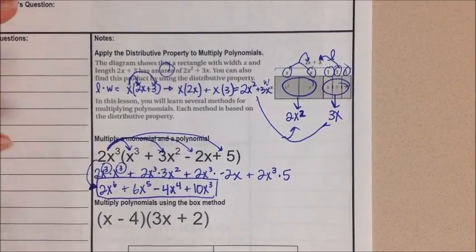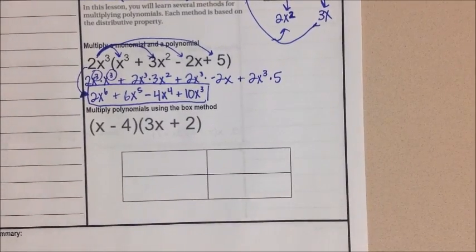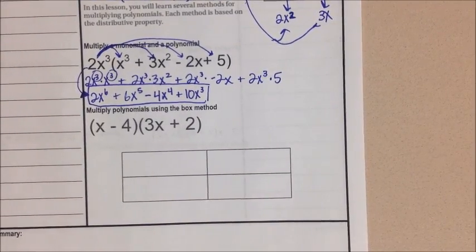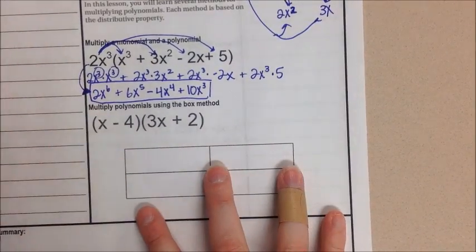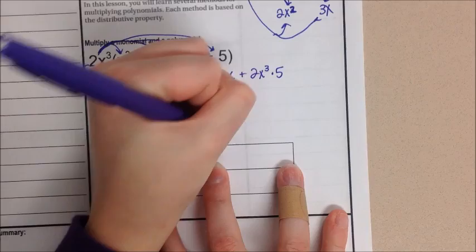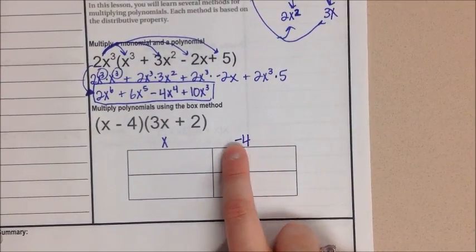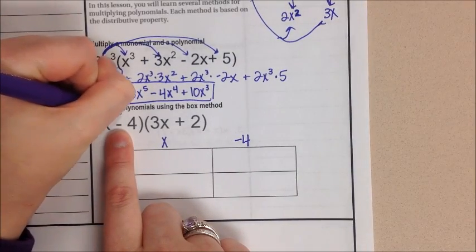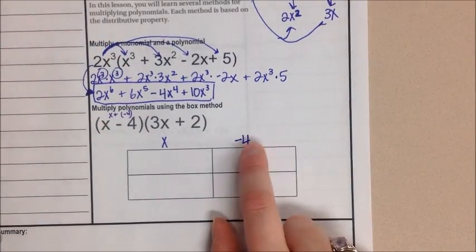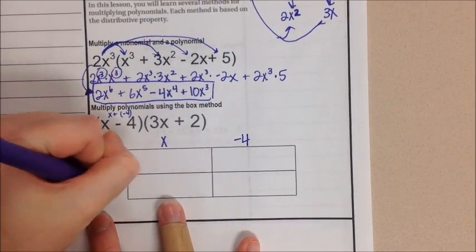Okay. The next method is the box method. Now, I know a lot of people are like, this is a lot of work, but I've had students in the past who have actually really liked this method. So don't knock it till you try it. Okay. So I'm going to put my first one on the top. Now, you have to put that negative 4, or the negative with the 4. Even though it's a subtraction sign, that's really x plus negative 4. So you have to keep that in mind when you separate those out. Okay? And then I have 3x and 2.